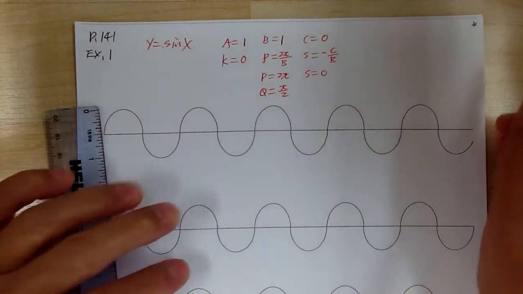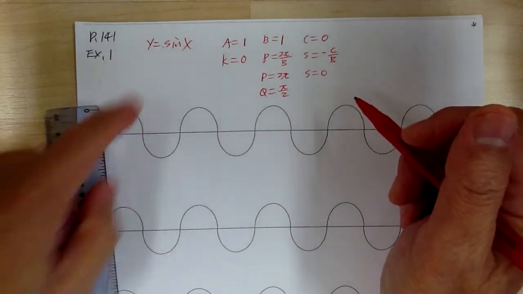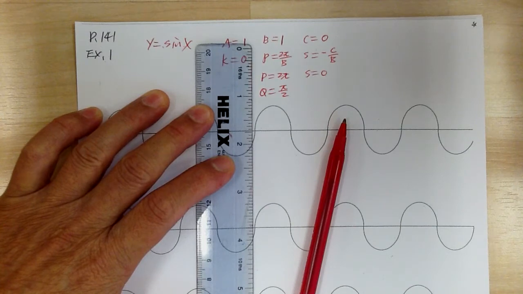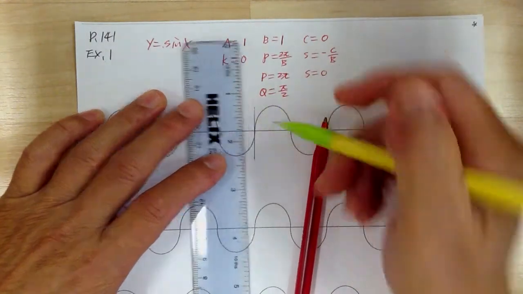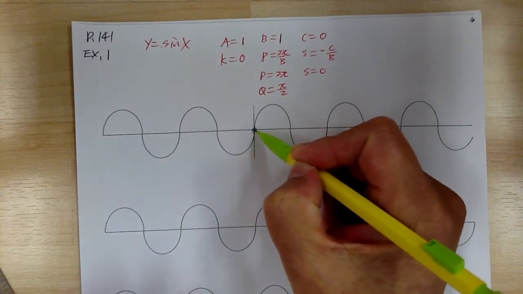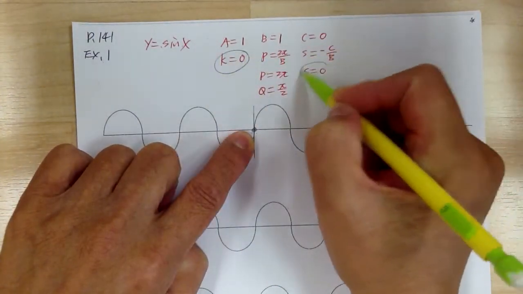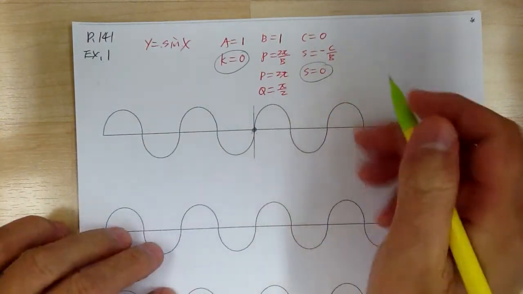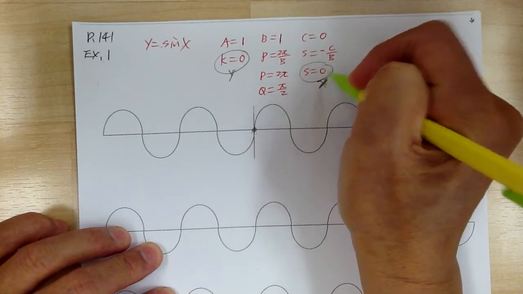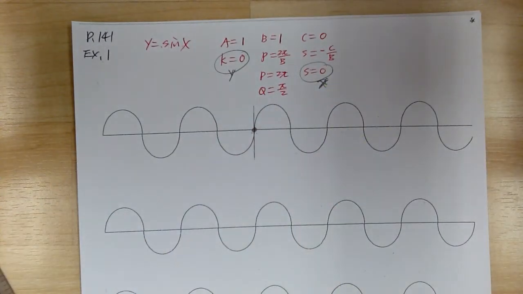Next, this is a sine function, and a sine function usually starts right over here. So usually that's where you start. Think about your coordinates: this would be your y, and this is your x. So that's your starting point.